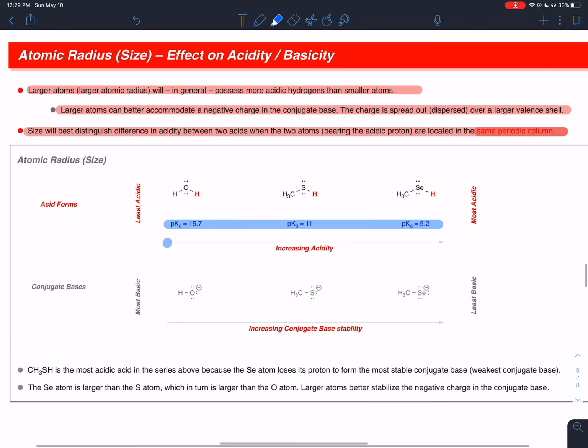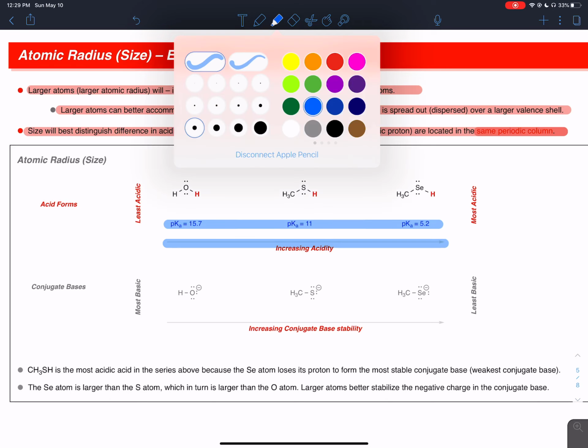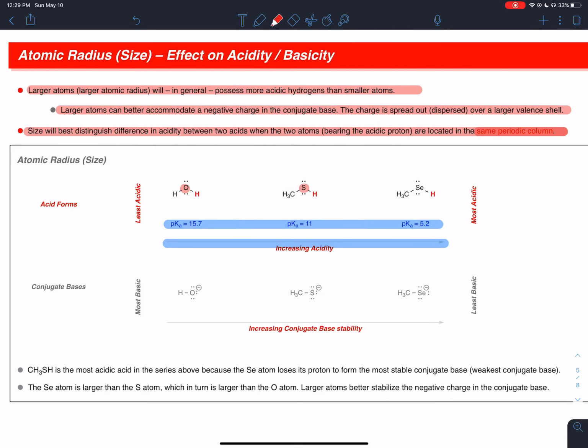We see increasing acidity as we go from left to right because the atom that is bonded to the acidic hydrogen is increasing in size. Selenium is the largest. If you looked at the periodic table, in one of the columns you have oxygen, sulfur, and selenium as we go down. Selenium is larger than sulfur. Sulfur is in turn larger than oxygen.